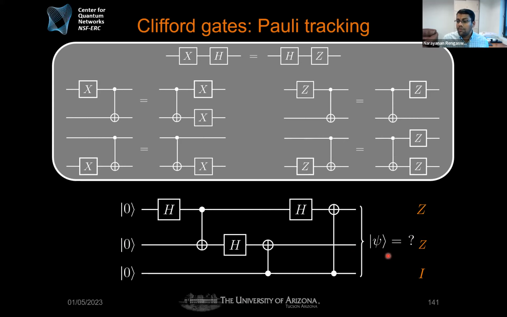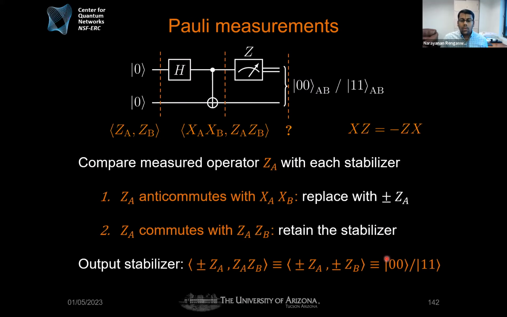And you have efficiently tracked this state. So this is how you can efficiently track stabilizers in a Clifford circuit. Now, what happens when you do measurements? We have already seen how to think of measurements. We wrote down the observable, we did this matrix vector product and so on. But the stabilizer formalism tells us how to efficiently think about Pauli measurements.